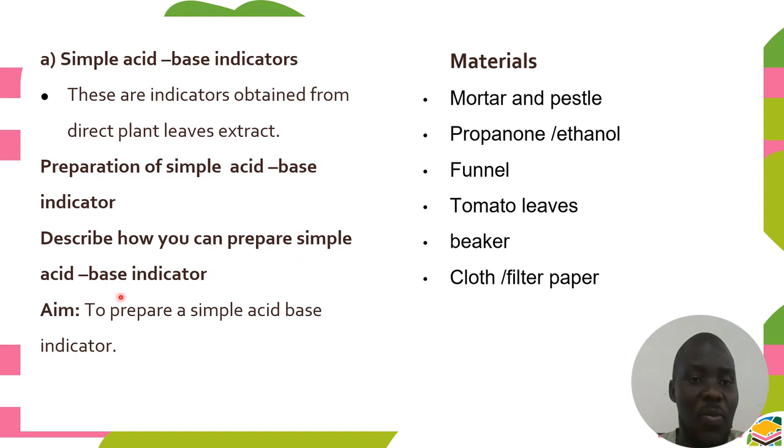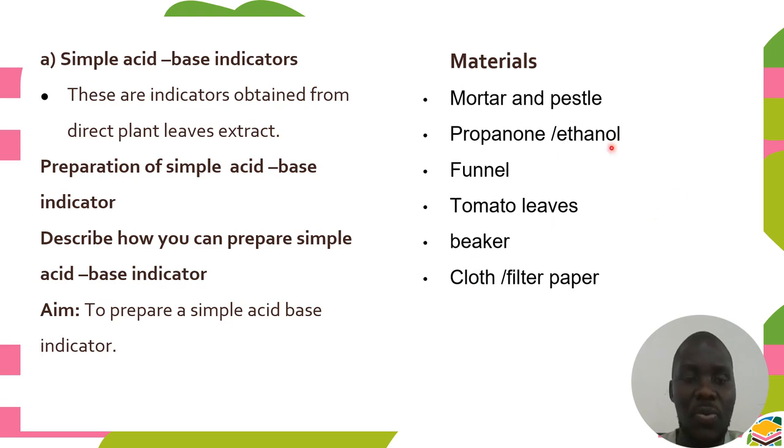The aim of our experiment will be to prepare a simple acid-base indicator, and the materials that we need are a mortar and a pestle, propanol or ethanol, a funnel, tomato leaves or hibiscus flowers, as well as other flowers that can be available. We need a beaker, and a cloth or filter paper.